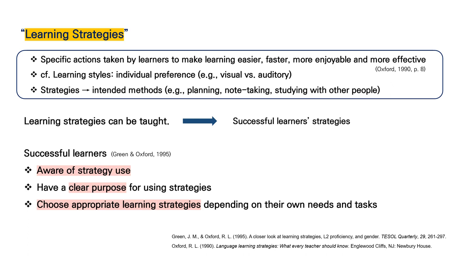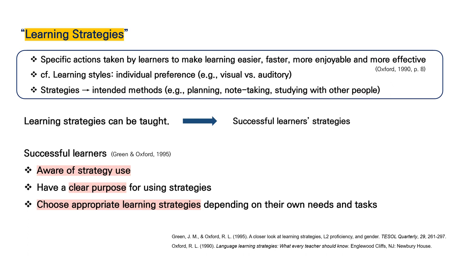Styles refer to individual tendencies or preferences. For example, some learners can prefer visual materials, whereas others can prefer auditory materials. This is related to learning styles. On the other hand, learning strategies are learners' intended or planned methods for more effective learning, like making a specific plan, note-taking, or studying with other people.